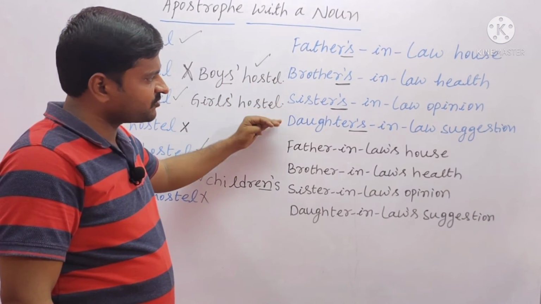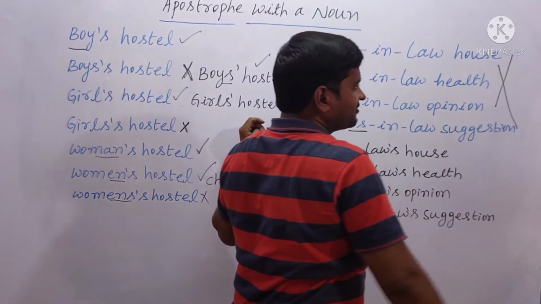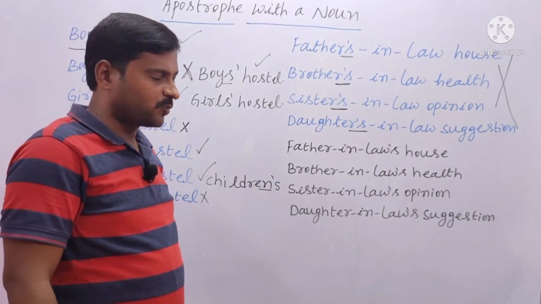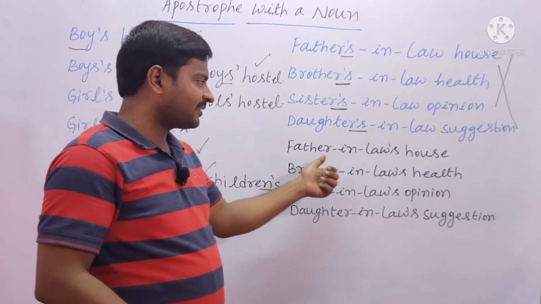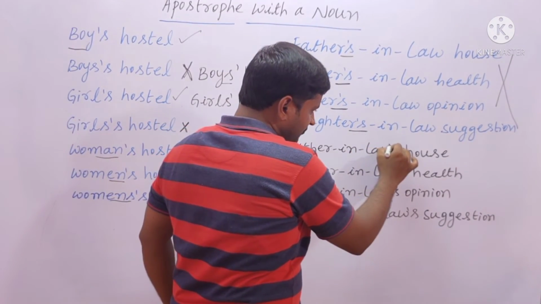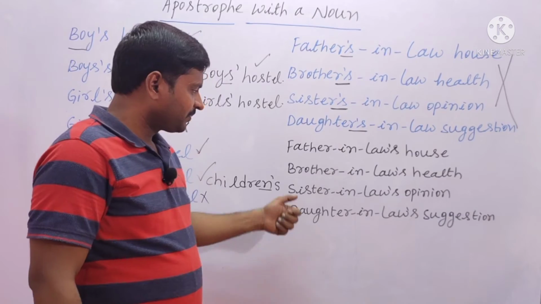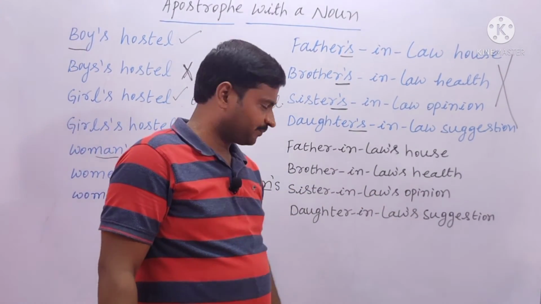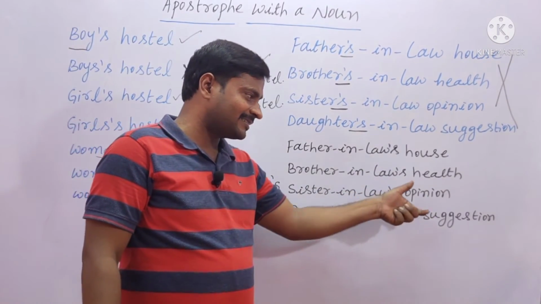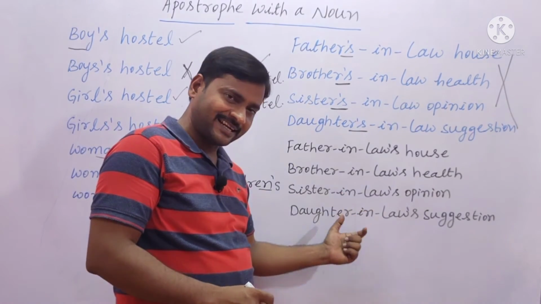But when you see these expressions, they are absolutely wrong expressions. But how to use an apostrophe by following this compound noun, we have to follow like this. Father-in-law's, at the end part of the word, L-A-W apostrophe yes. Brother-in-law's health. Sister-in-law's opinion. Daughter-in-law's suggestion. Like this, you can apply an apostrophe with a compound noun.